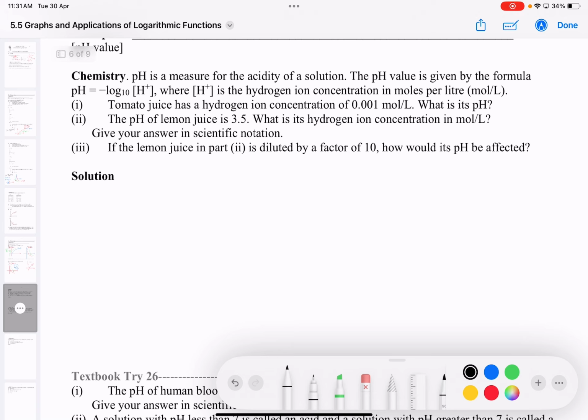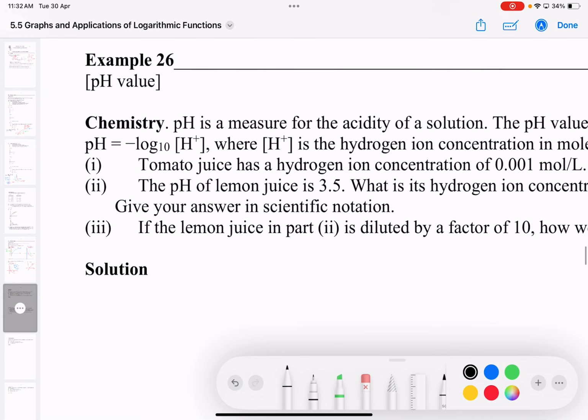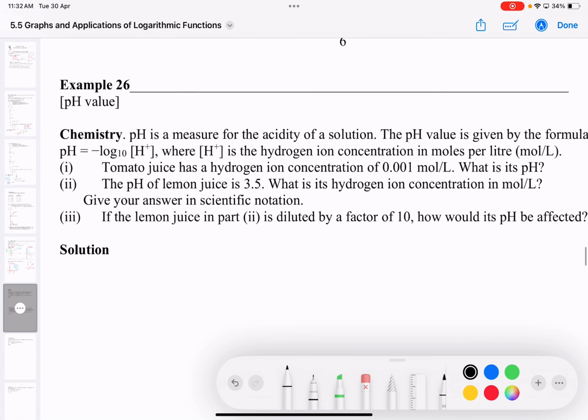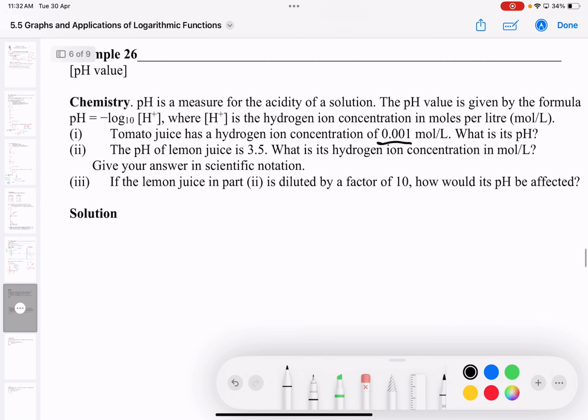Alright. This question, we have the pH formula. We understand that the formula for pH is negative log base 10 of the H plus. The H plus is the hydrogen concentration. So part 1, they say that tomato juice has a hydrogen ion concentration of 0.001 mole per liter. So what is the pH? We can just apply the formula: pH is negative log base 10 of the concentration. The concentration we have over here, 0.001. So you just need to enter in your calculators, what is negative log 0.001? You should get a pH of 3. So it's actually not that difficult, it's just applying only.